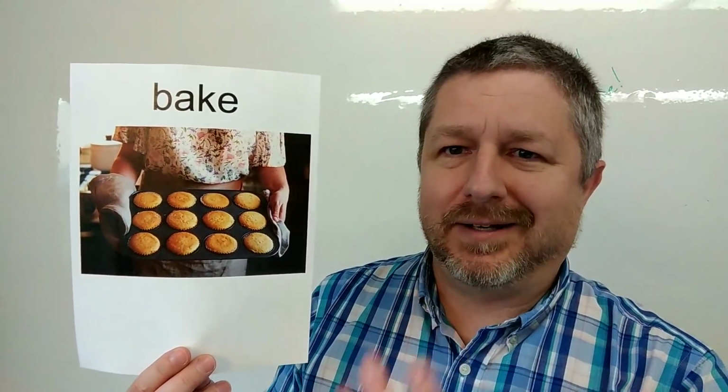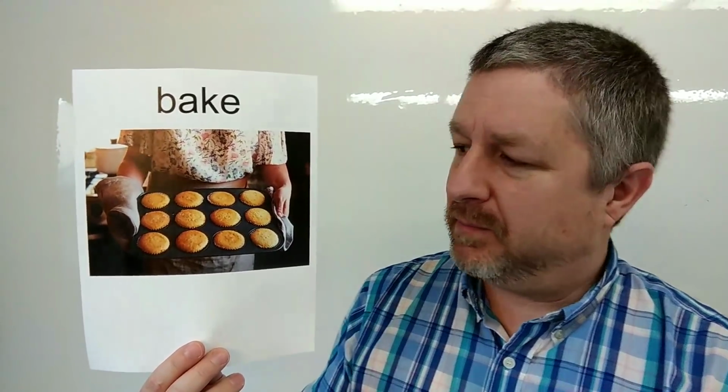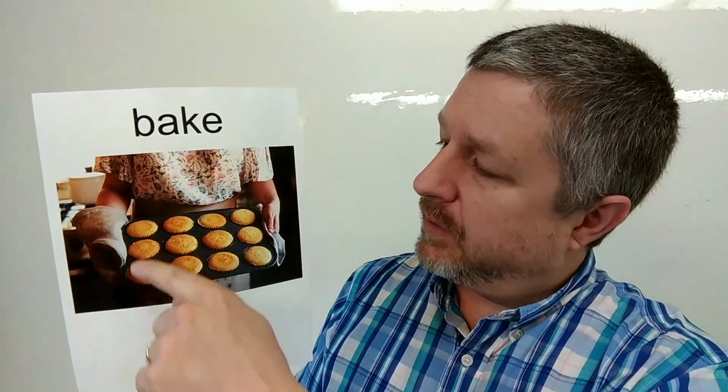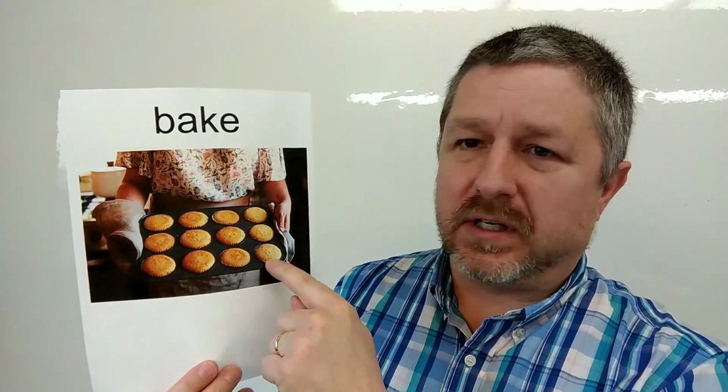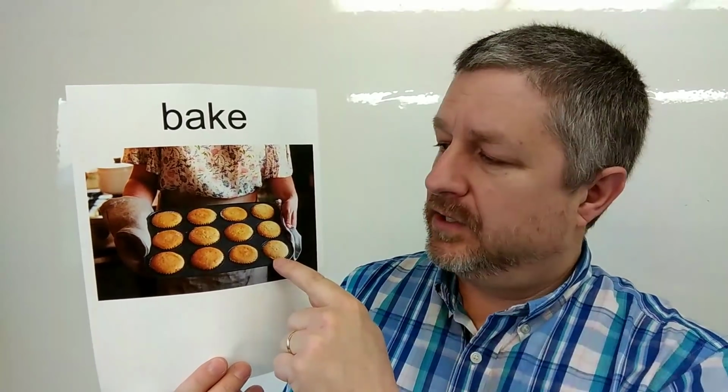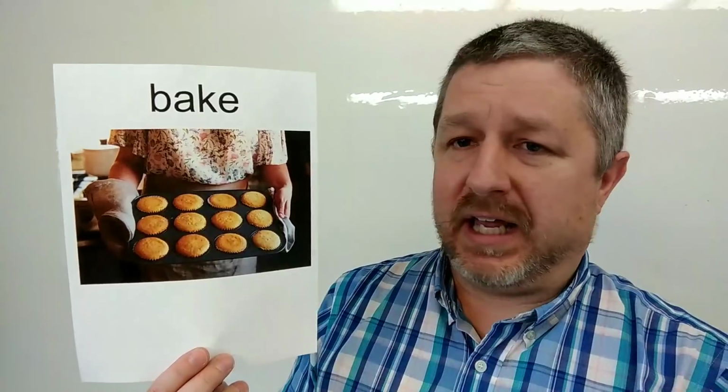So we can bake food. When we bake something, we make the recipe and we put it into an oven. So these are cupcakes or muffins. So they were baked in an oven. And we usually use the word bake for things like bread, like we bake bread. We bake pies, those kinds of things.